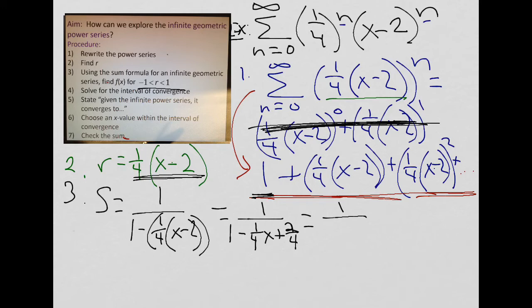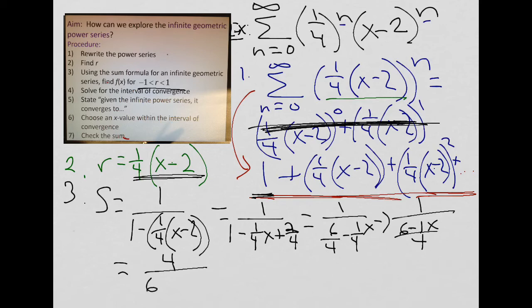So 1 is the same as 4/4, so it's going to be 6/4 minus 1/4 x. So it does have a common denominator of 4. The keep, change, flip here means that we're going to have 4 in our numerator and 6 minus x in our denominator. Okay, this is actually our function, f of x. So we found that.